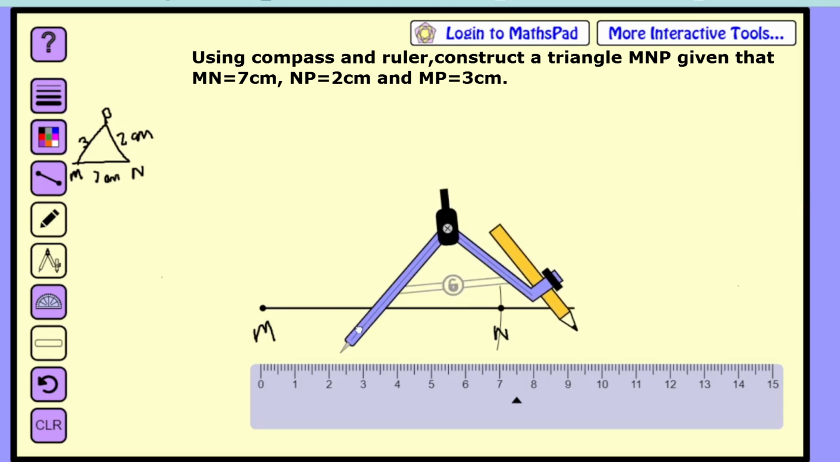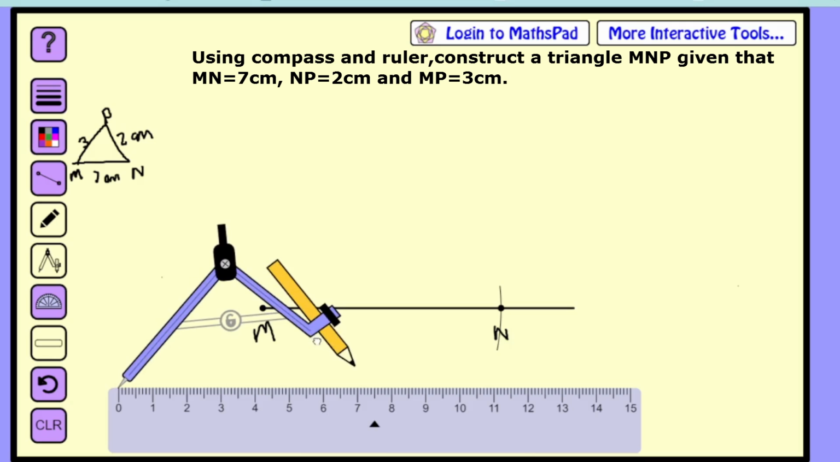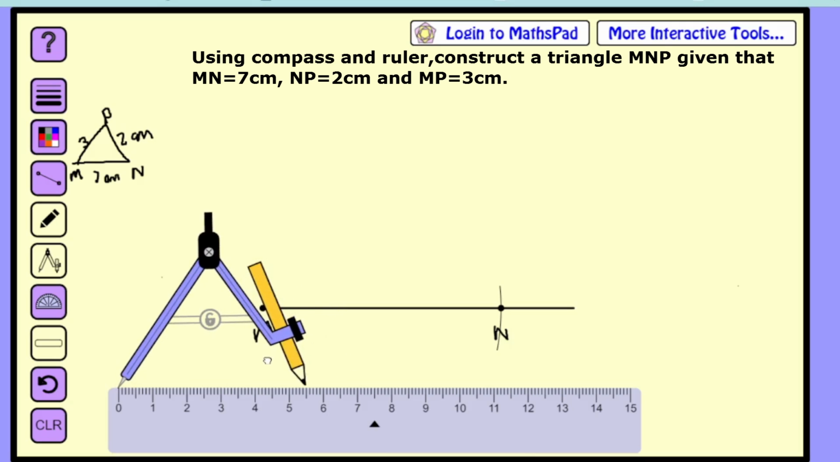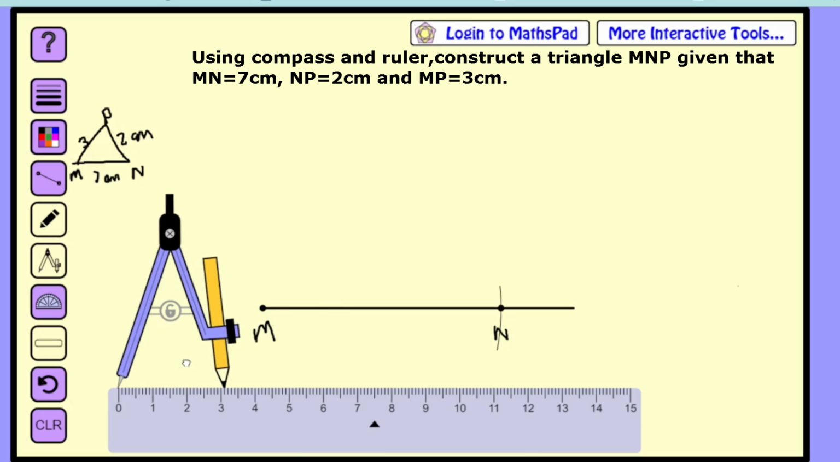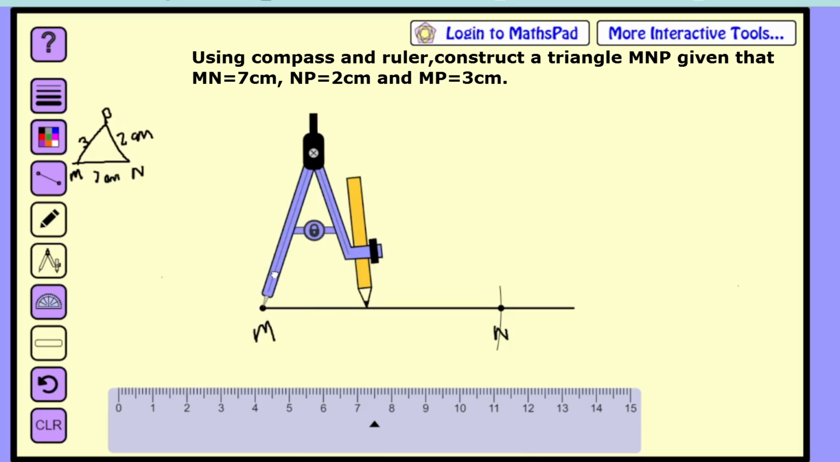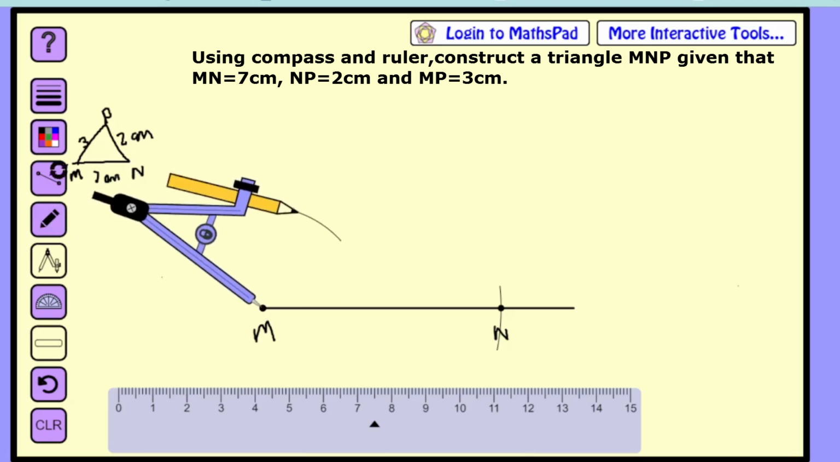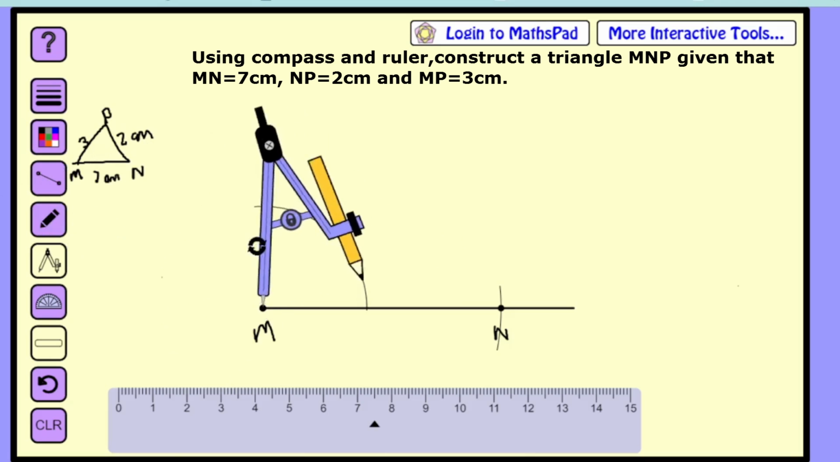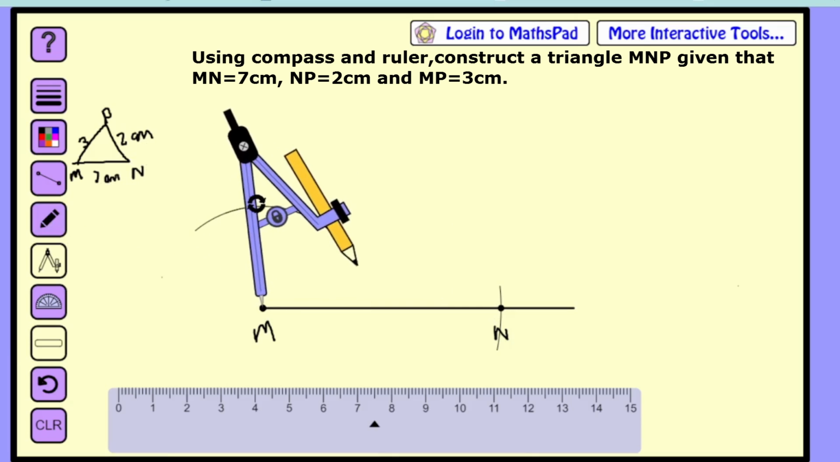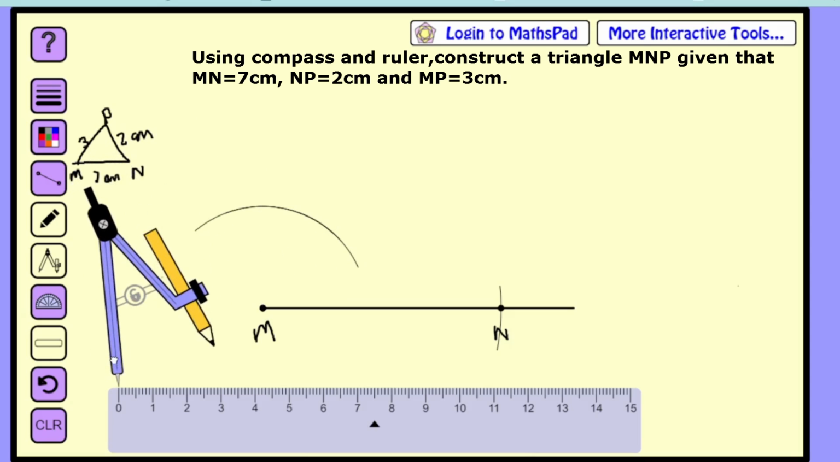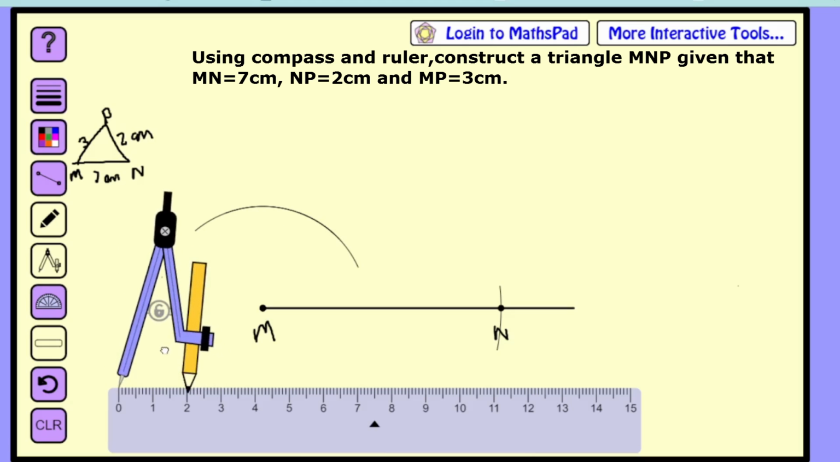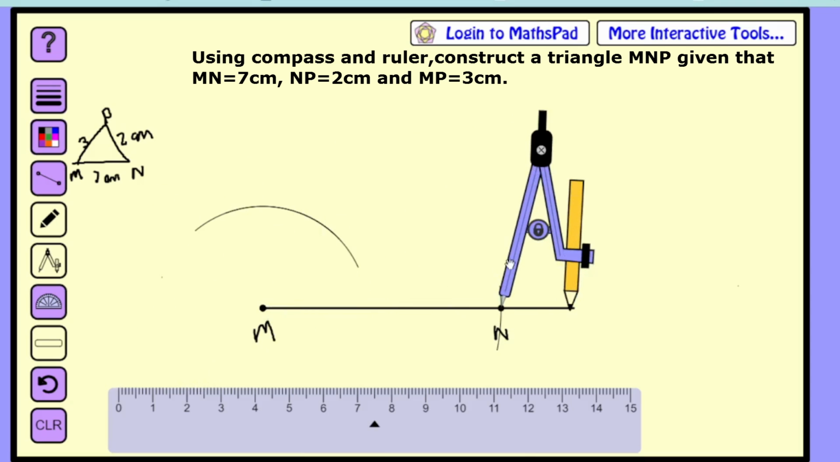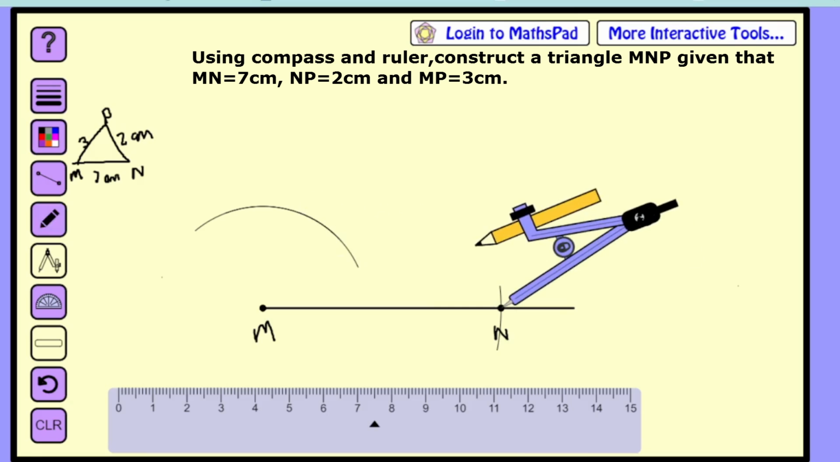Good. So now we're going to repeat. So now we're going to open our compass to the length of MP, which is 3 centimeters. And we're going to swing an arc. Great. So now we're going to go ahead and open our compass to the third length, which is 2 centimeters. And from our point N, we're going to go ahead and swing our arc.